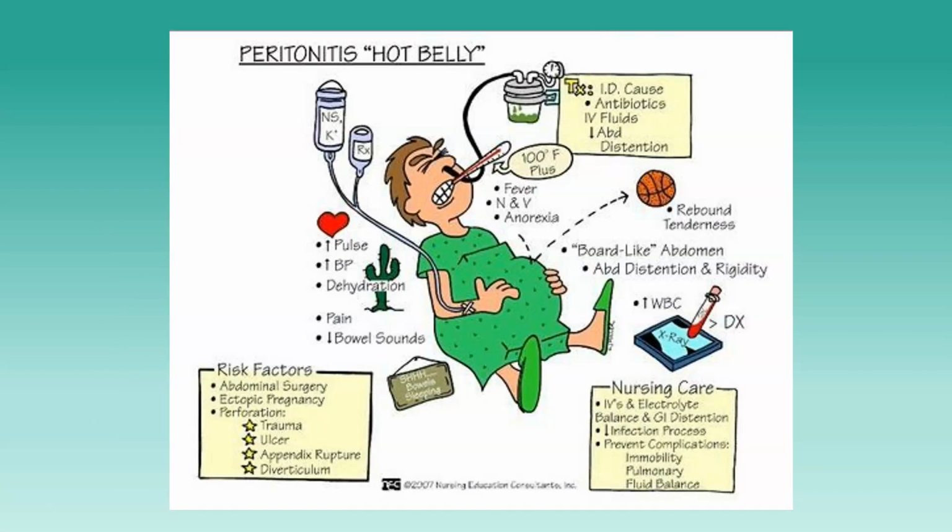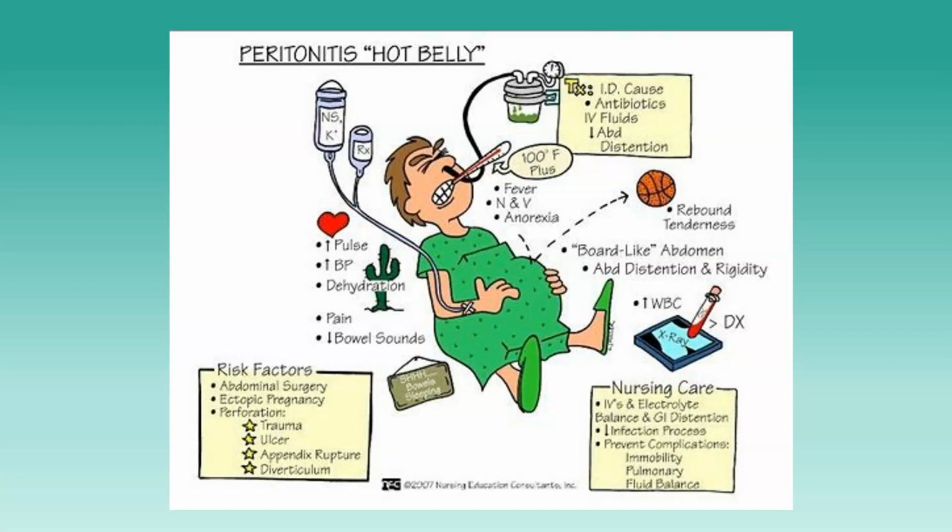Peritonitis is sometimes called a hot belly. Risk factors for it include abdominal surgery. They will sometimes have it with an ectopic pregnancy. Perforations can be from trauma. It can be an ulcer. It can be from a ruptured appendix. It can be from a ruptured diverticulum.